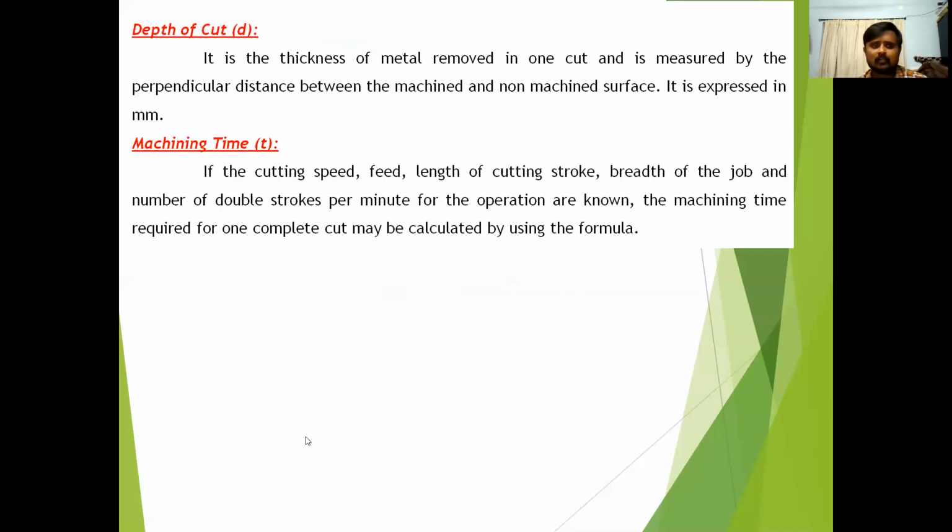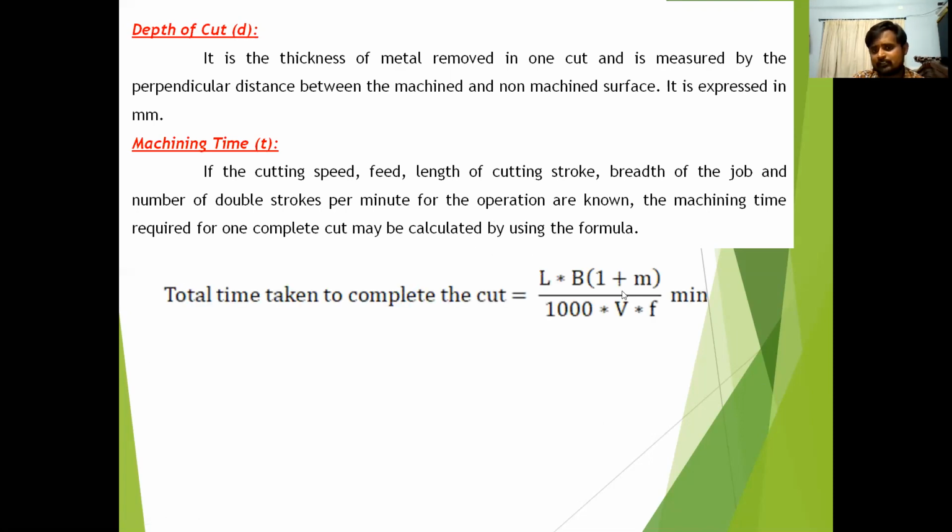Now the machining time. This is an important term: how much time it takes to finish one cut or one cycle of operation. If the cutting speed, feed, length of the cutting stroke, breadth or width of the job, and number of double strokes per minute are known, the machine time required for one complete cut, or one complete cycle, may be calculated by using this formula.